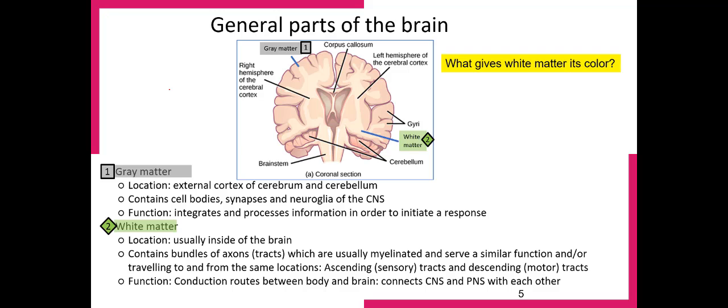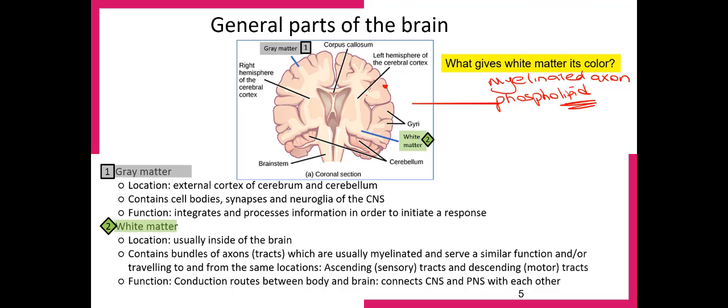So when we look at the general parts of the brain, what we can see here is it's split into gray matter and white matter. The thing that gives white matter its color is myelin. Remember, myelin is a type of phospholipid, and lipid, fat, white.